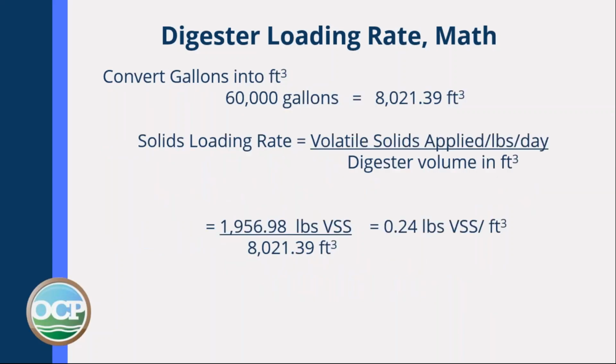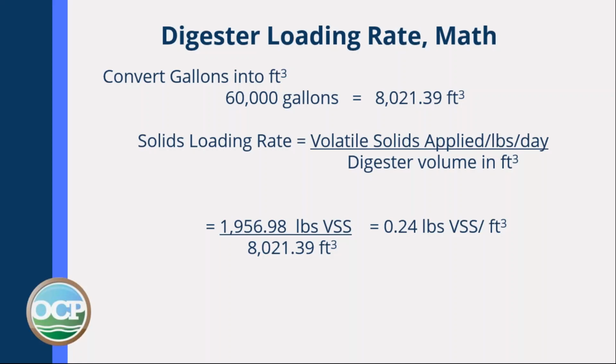We need to convert our gallons of our reactor into cubic feet. We have 60,000 gallons. We know there are 7.48 gallons per cubic foot. So 60,000 divided by 7.48 gives us 8,021.39 cubic feet. That's our digester volume.